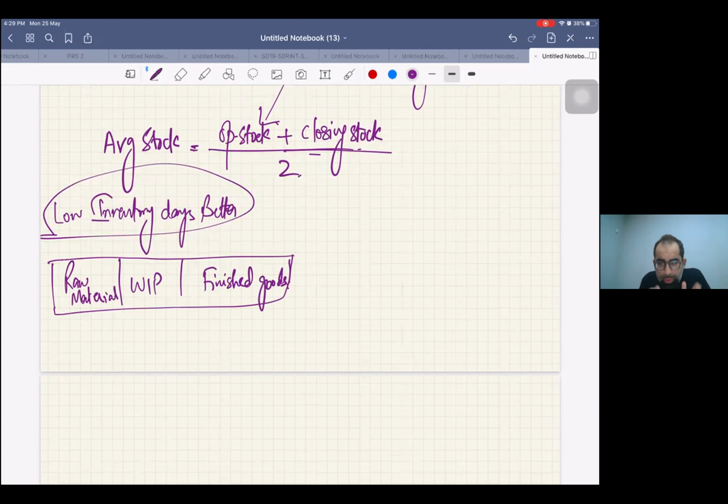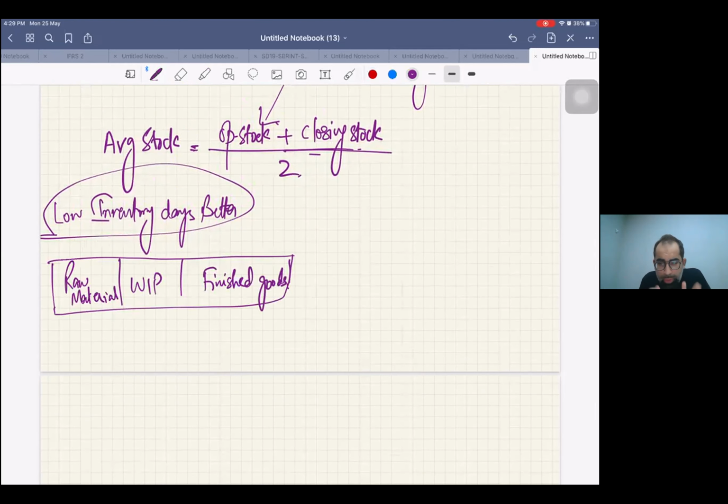Second is work in progress, the production time, the time consumed in production. So let us say your organization was labor intensive in the past, but now you have converted into an automated organization. If you convert your organization from labor intensive to capital intensive, or if you use technology, automatically this period will be reduced.